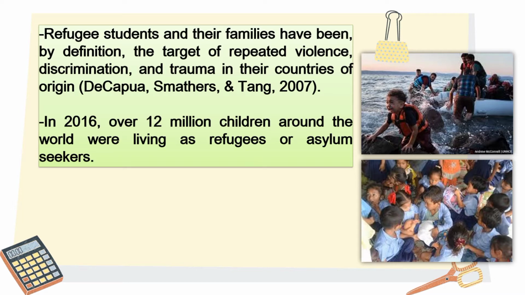In 2016, over 12 million children around the world were living as refugees or asylum seekers. Yet, the real number of children driven from their homes remains unknown and is likely to be significantly higher than the estimate because of gaps in reporting and data collection, according to OECD 2018.